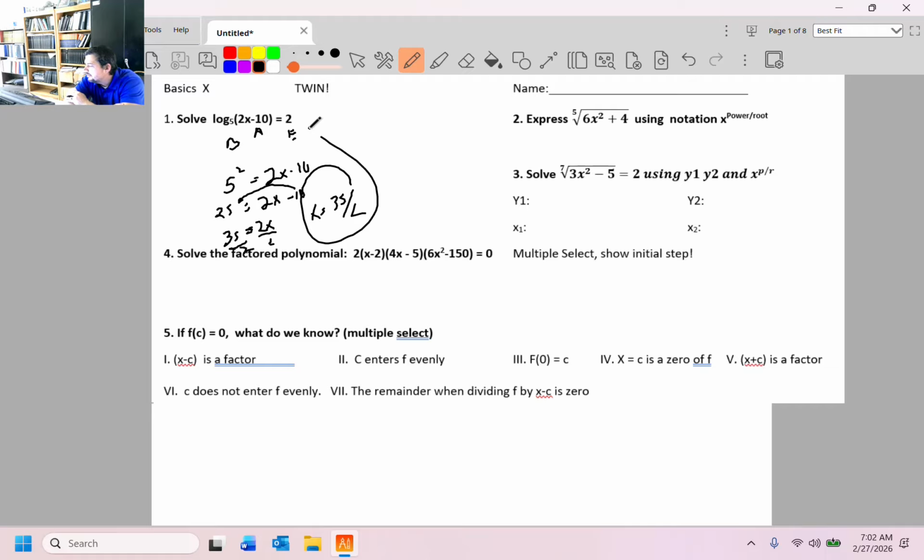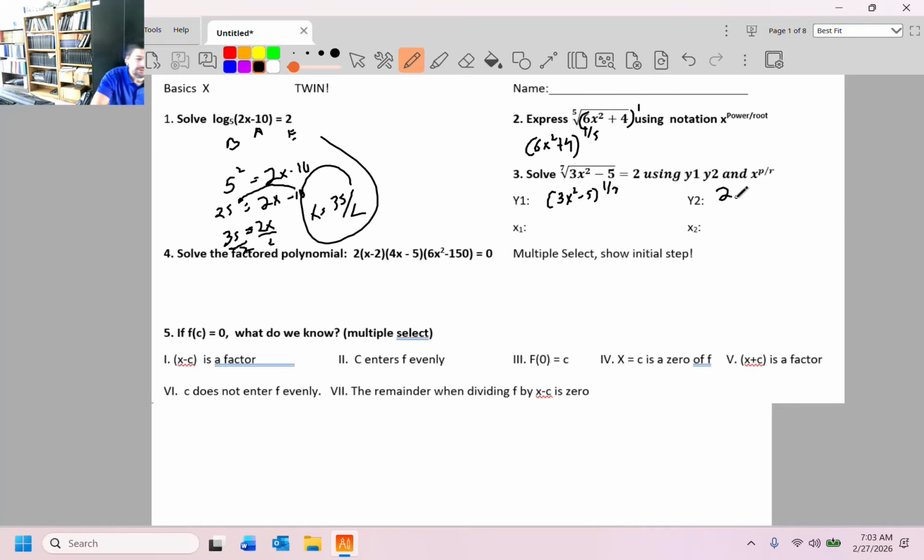Easy peasy lemon squeezy. All right, express the 5th root of 6x squared plus 4 using the notation x to the power over r. Hopefully you guys get this go around if you didn't get it the last time. But the 5th root is the 1/5 power. And again, we consider all of the stuff inside to just be raised to the 1st power, because it is itself. Hopefully that enables us to figure out how to do number 3. So we're going to rewrite the left-hand side as all of 3x squared minus 5 to the 1/7 power. We're going to put a 2 in y2.